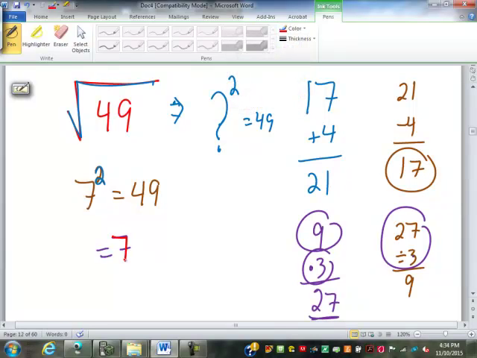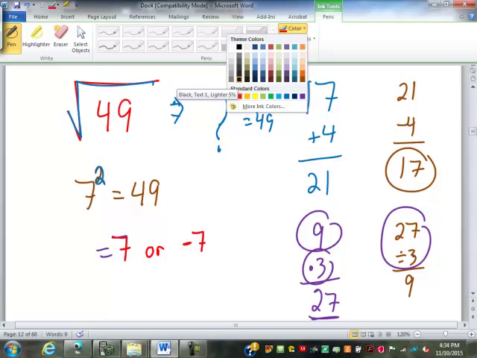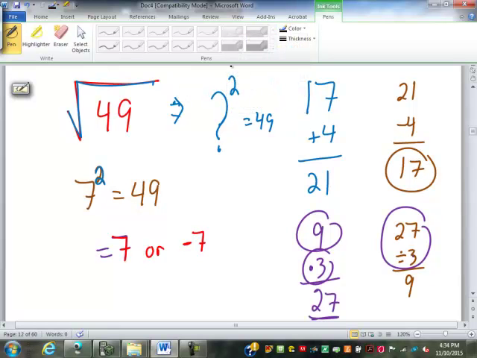Now 7 is an answer, but there is another one. Is there another number that squared would equal 49? Negative 7. A negative 7 times a negative 7 would still be a positive 49. Now, in most cases, when we square root something, we're dealing with positive numbers. We want the positive answer. But just be aware that there is that second answer there, that negative possibility.